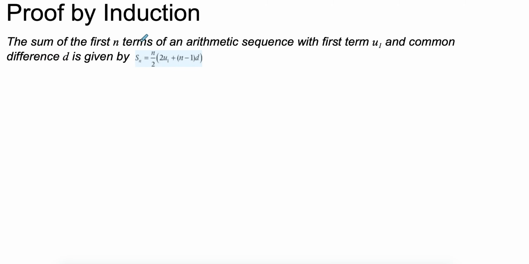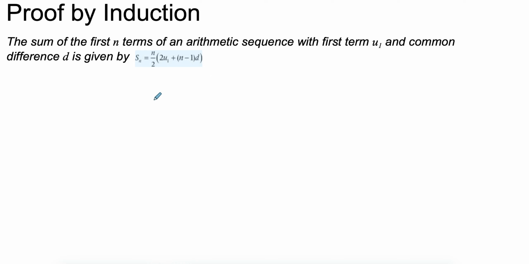The first example I'm going to go through is the showing that the sum of the first n terms of an arithmetic sequence with first term u1 and common difference d is given by this. So this is the common formula used for the sum of arithmetic sequences. Now, the sum of arithmetic sequences does have a proof, so you can use that proof. But proving it by induction also works.